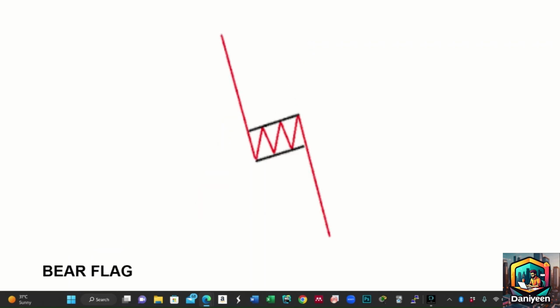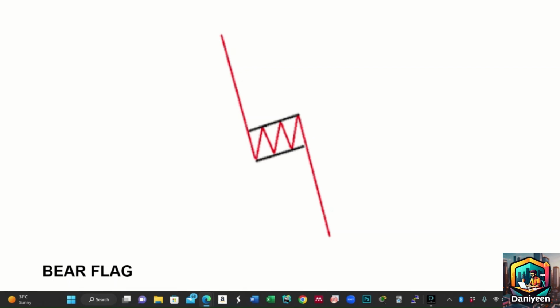Bear flag is just the opposite of bull flag. It is mainly used to catch an entry in a bearish market. So this is how the bear flag looks like. Price is coming from a higher position, then it corrects or consolidates before continuing downwards. So that correction is what we call bear flag.